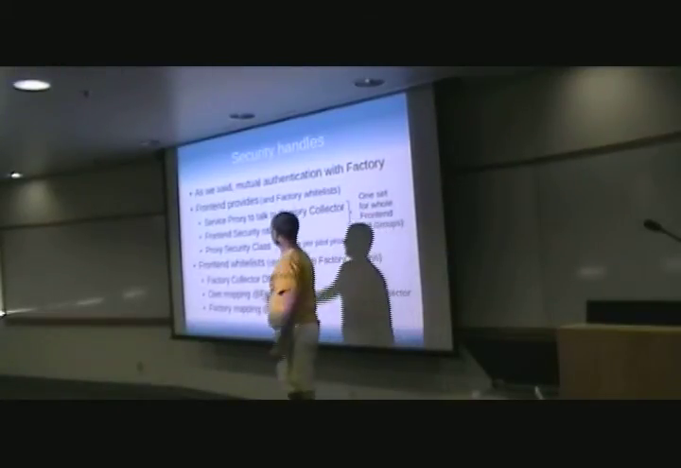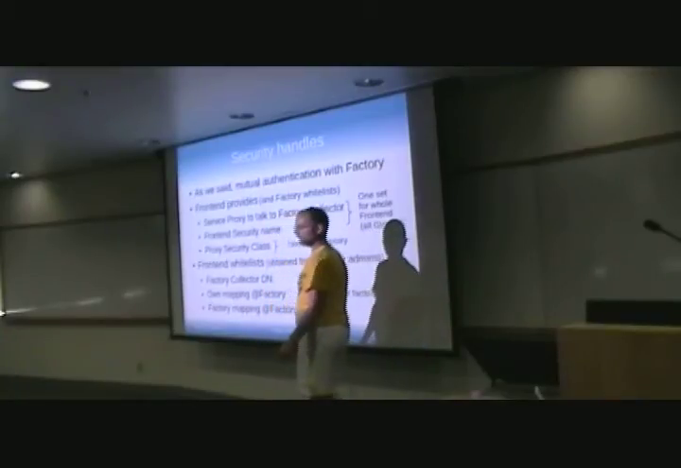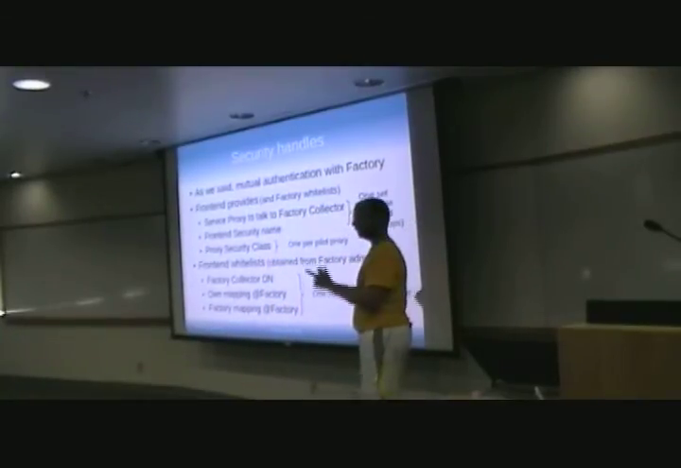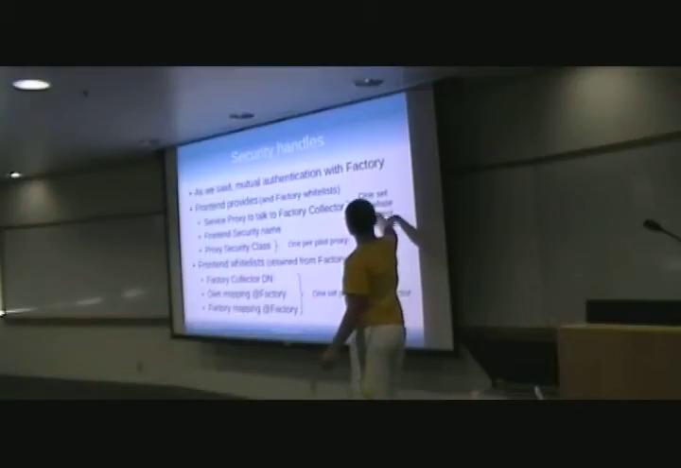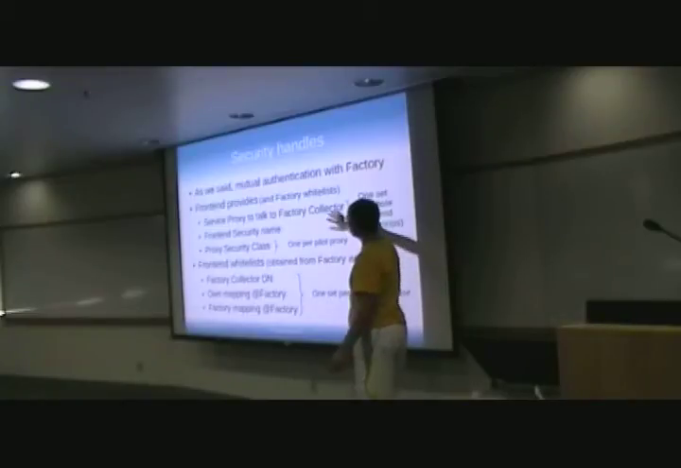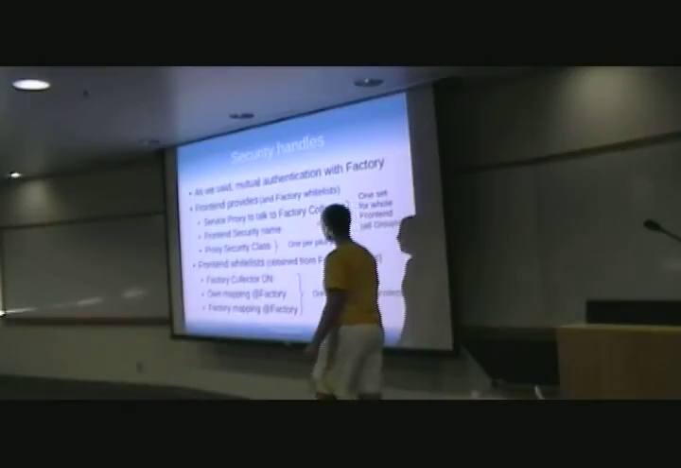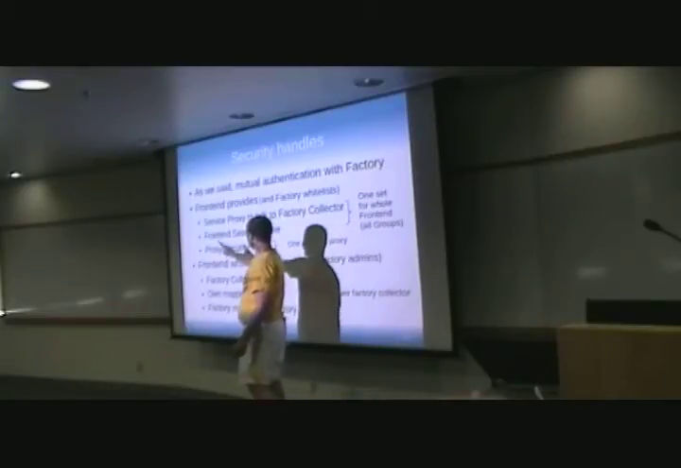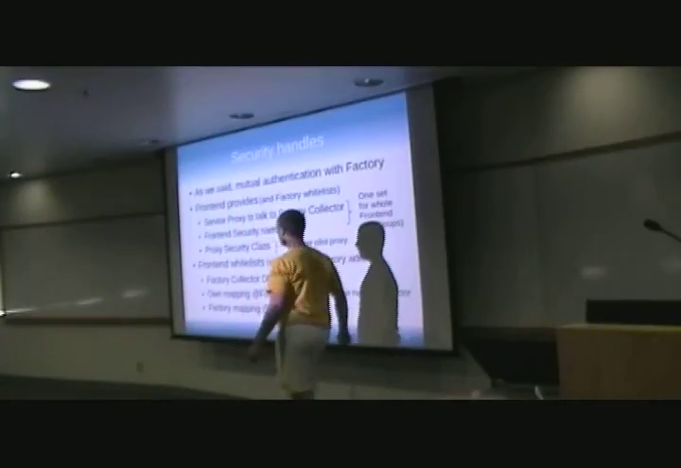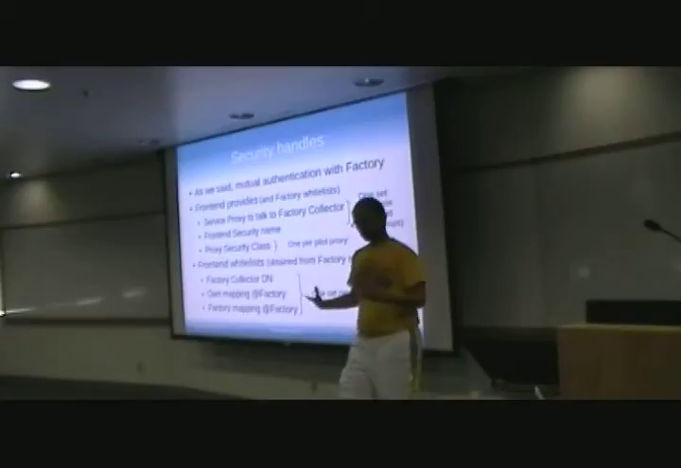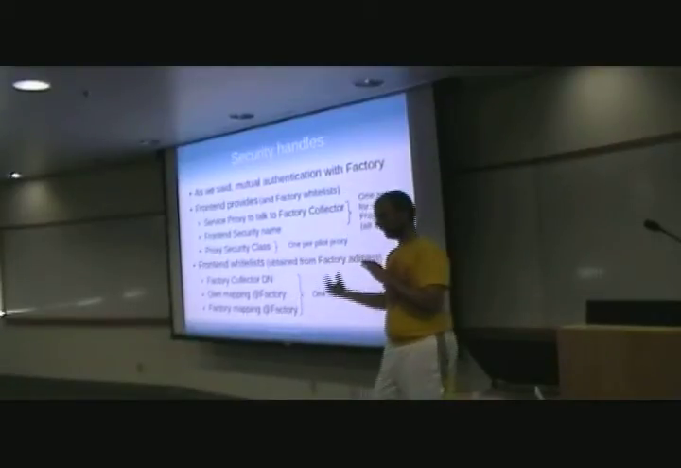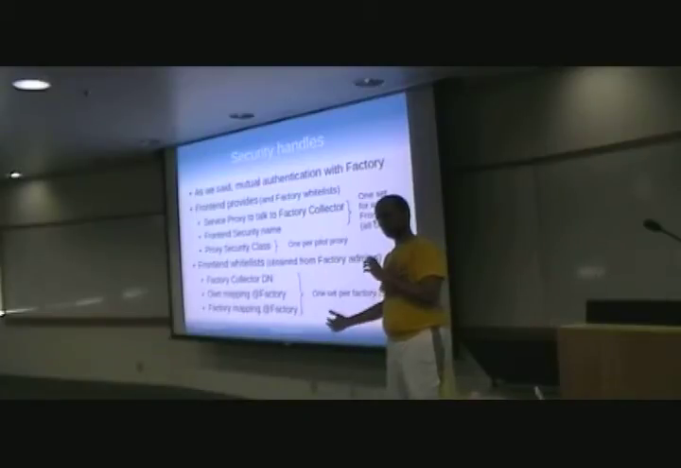You will have to have a front-end security name, which will be used by the factory to actually do the proper handshake. And this is one for the whole front-end, which means all groups all together, and you need to tell it to the factory admins. And you can specify different proxy security classes. As I said, on the factory, different proxies from different POs will map to different UIDs.